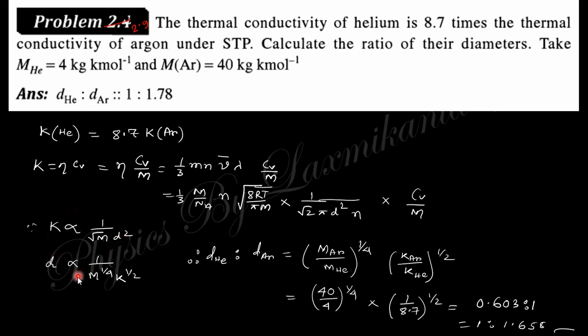So d is nothing but 1 by m to the power 1 by 4 times k to the power 1 by 2. So the diameter of helium to the diameter of argon is mass of argon by mass of helium, whole to the power 1 by 4, times thermal conductivity of argon by thermal conductivity of helium, whole to the power 1 by 2. Just put in this value and you can easily find the answer. Clear?